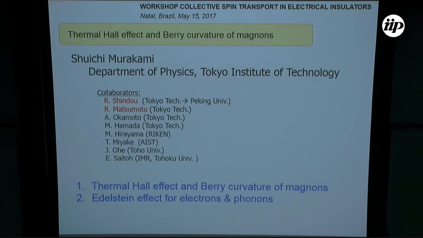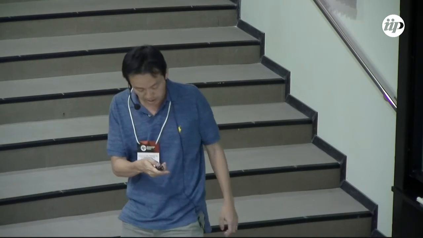But for this audience, I also prepared another topic, which is the Edelstein effect for electrons and phonons, which is somewhat recent activity in our group. So in the first half, I will talk on this subject, and in the other half, I will talk on the Edelstein effect as well.